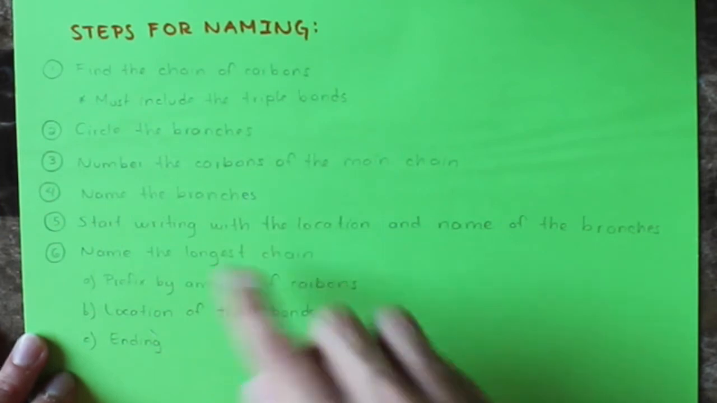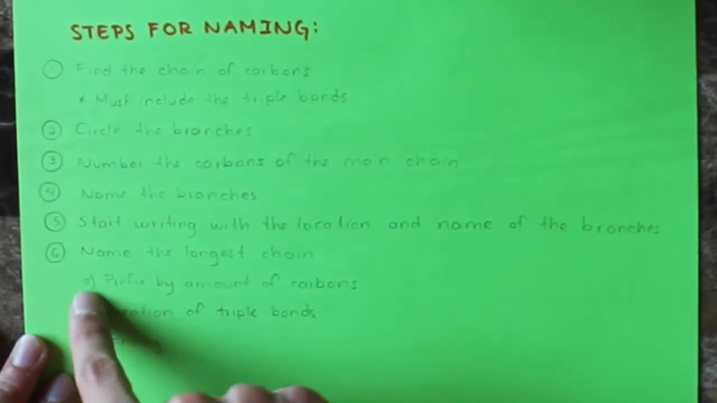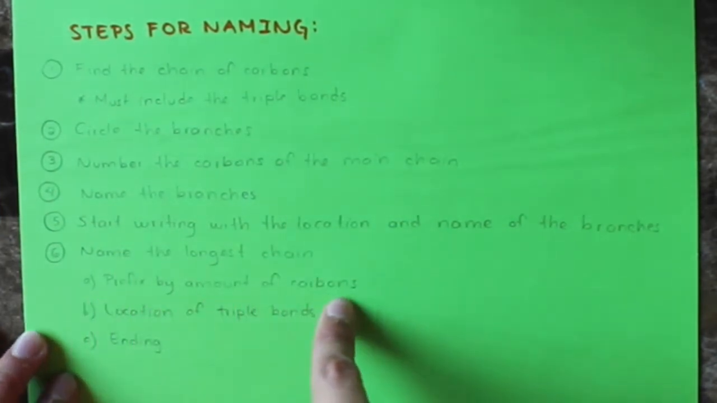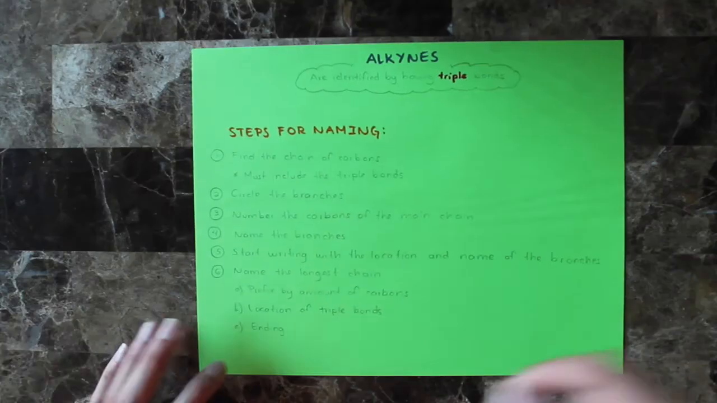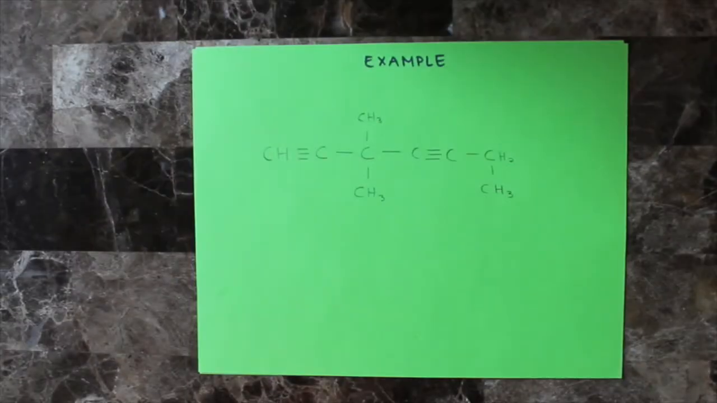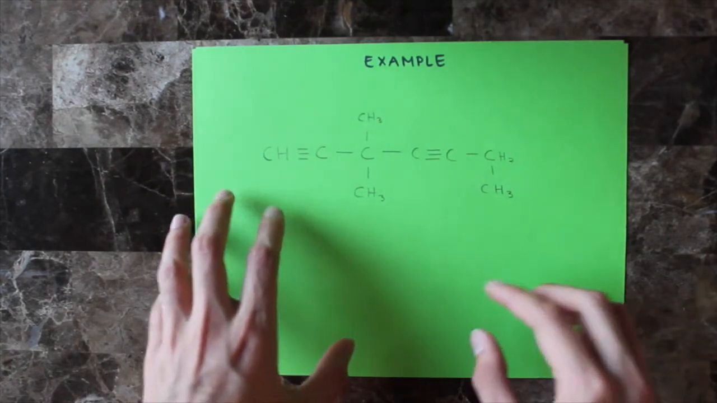And as with alkenes, we have 3 steps. A. Prefix by amount of carbons. B. Location of triple bonds. And C. Ending. Now let's practice with this example.